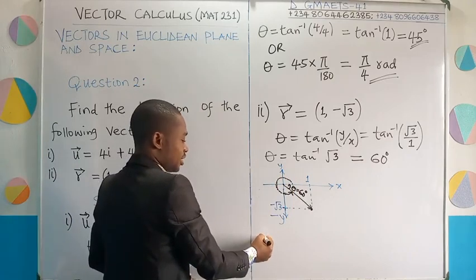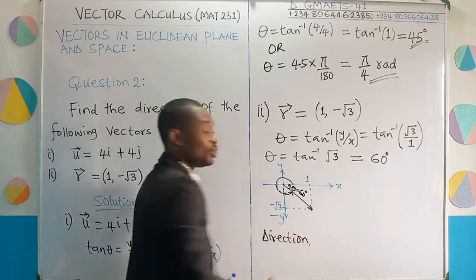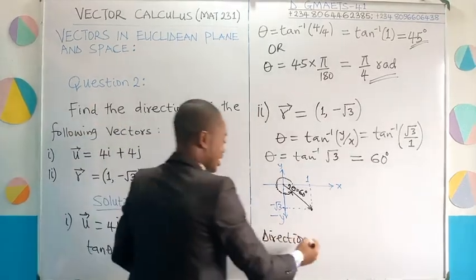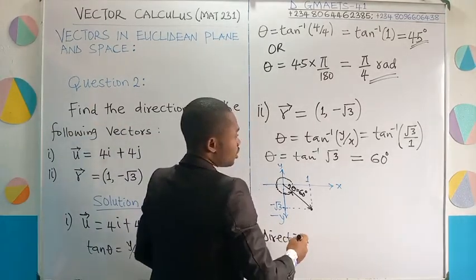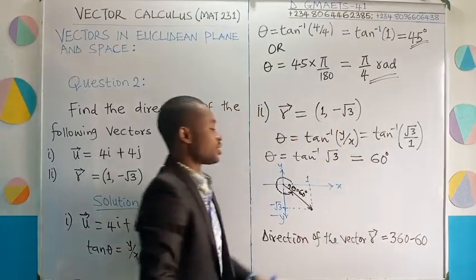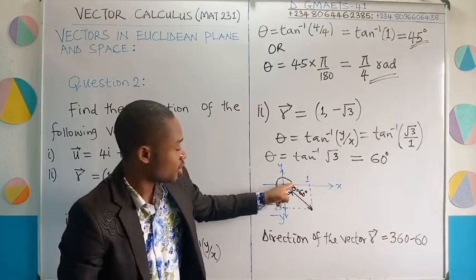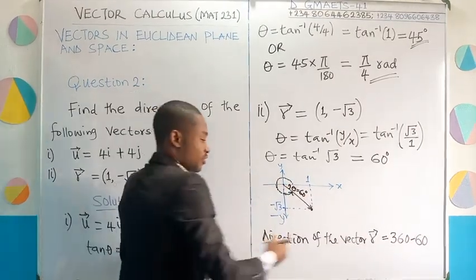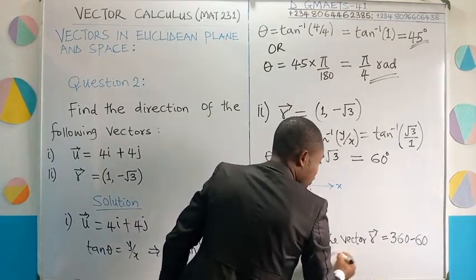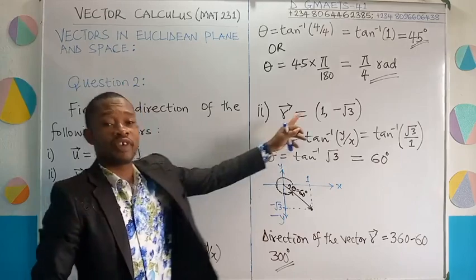So we can say that the direction, I'm sorry that I will still use theta for it, okay? Direction of the vector will be 360 minus what you obtained. So the remaining part, if you work on this, you are going to get 300 degrees. So that's the direction of this vector.